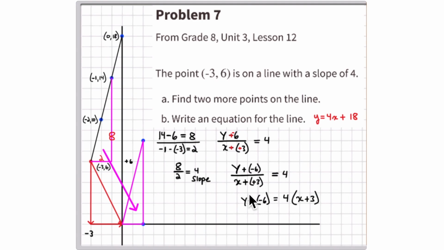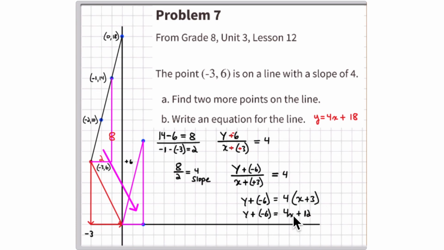So this length along the y-axis, which is y plus -6, wherever you choose this point, it's going to be y minus 6 or y plus -6. That's always going to be 4 times longer than this length along the x-axis. Wherever you are, you figure out this length along the x-axis by taking this x coordinate and subtracting where you started. So you're going to add +3 or subtract -3. So y plus -6 equals 4 times x plus 3.